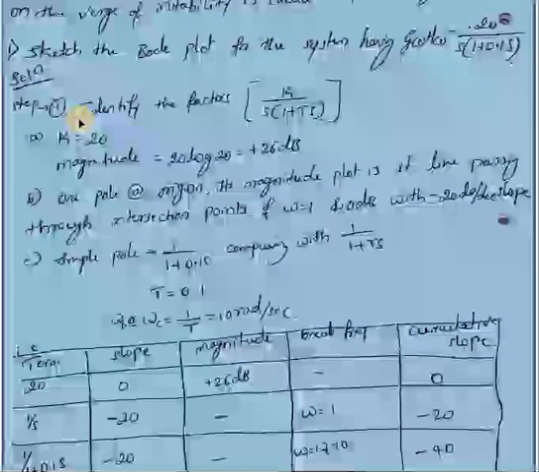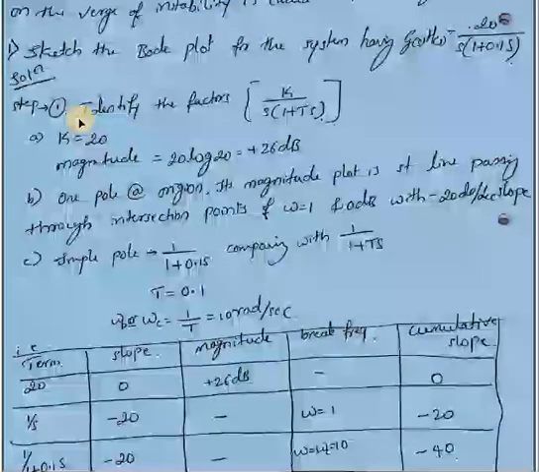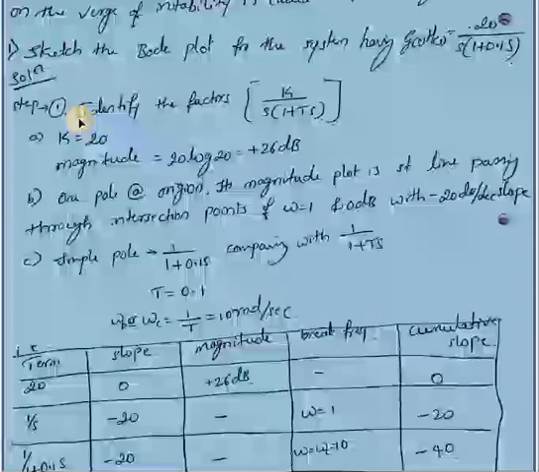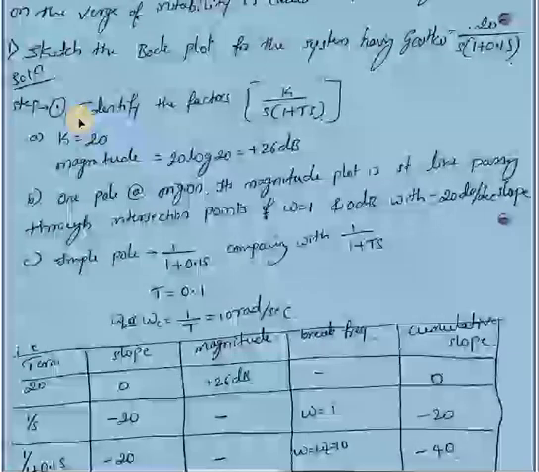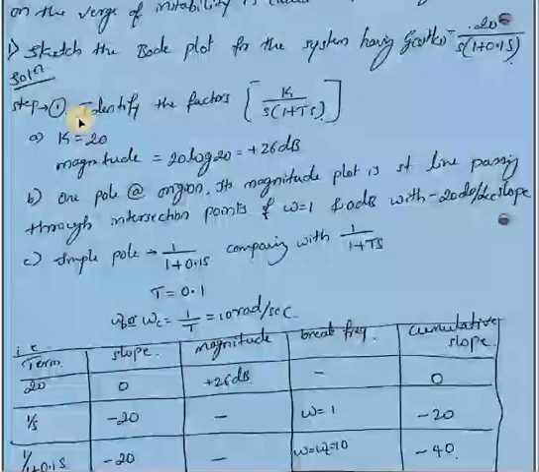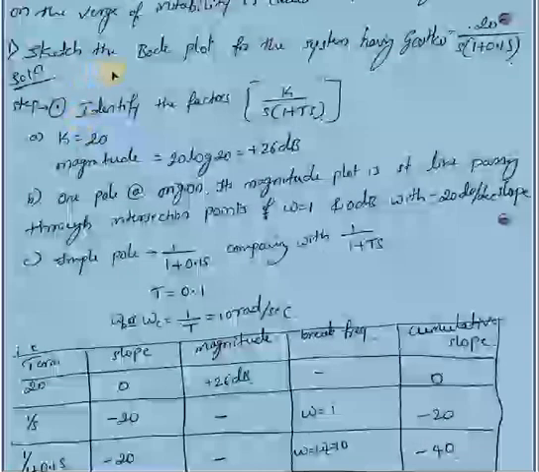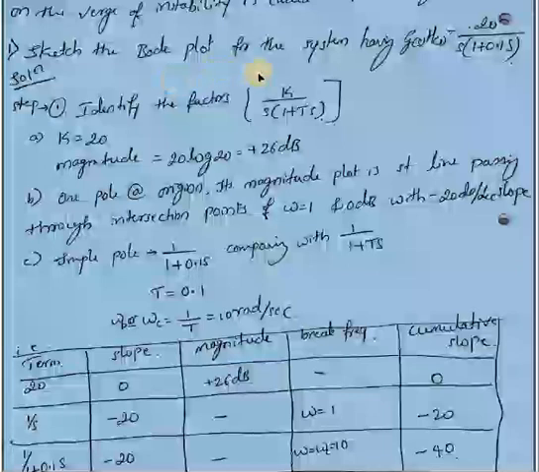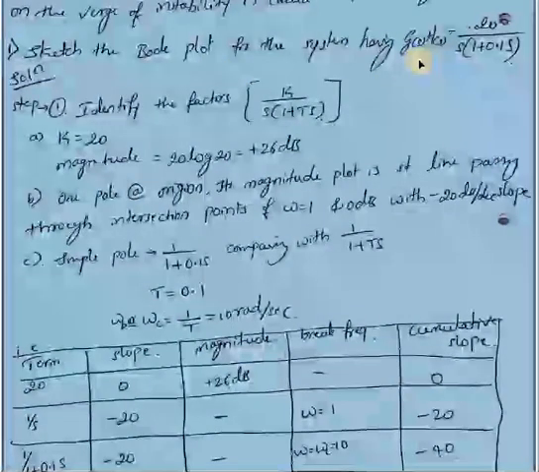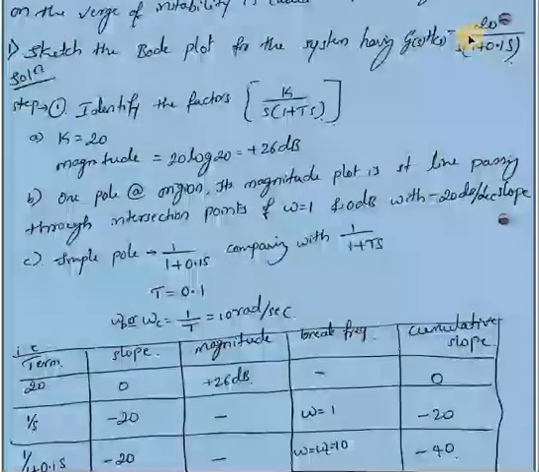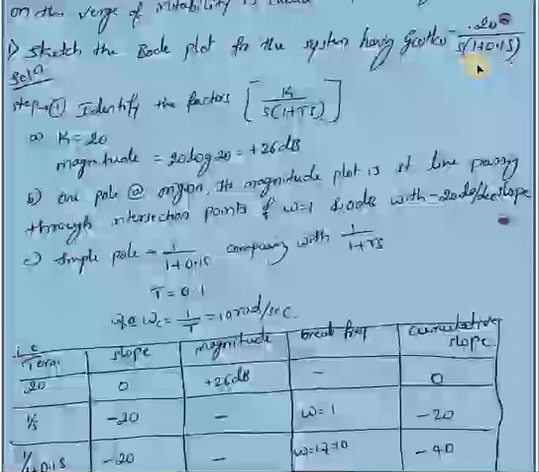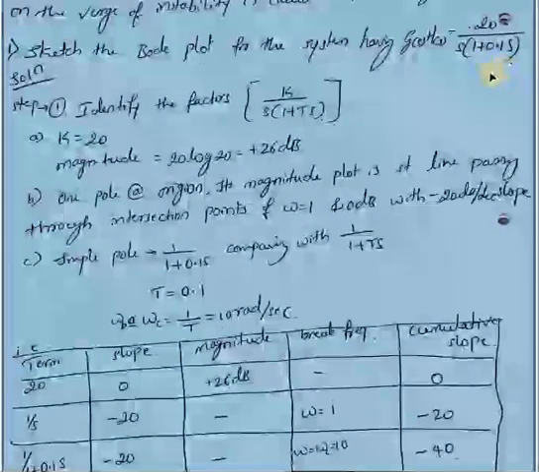So, in the last session, we discussed some of the basics of the Bode plot. Today we'll try to solve some simple problems on the Bode plot. The statement is: sketch the Bode plot for the system having G(s)H(s) as 20 divided by s into (1 plus 0.1 s).